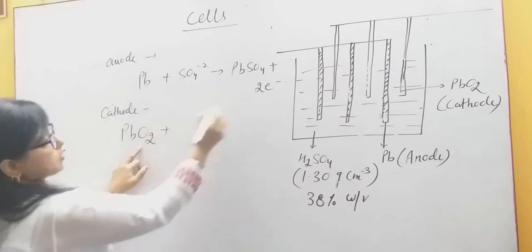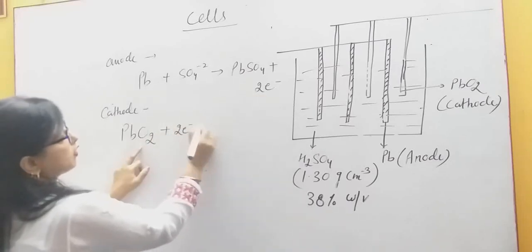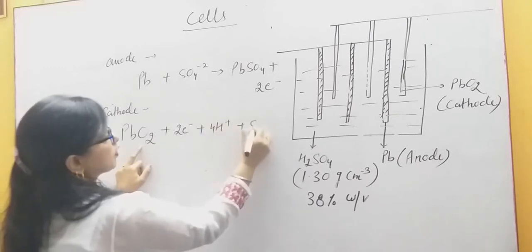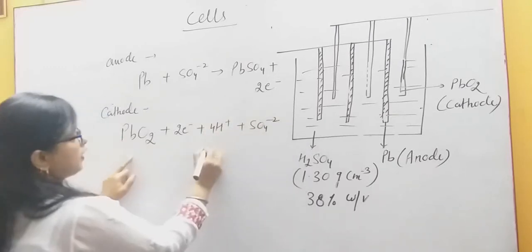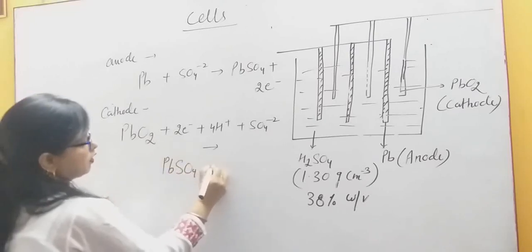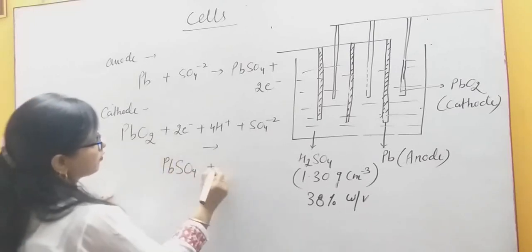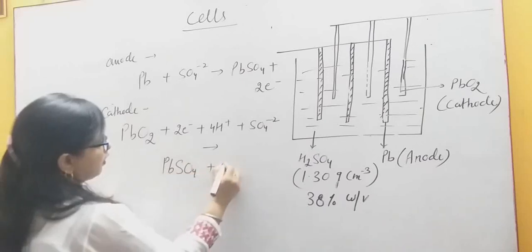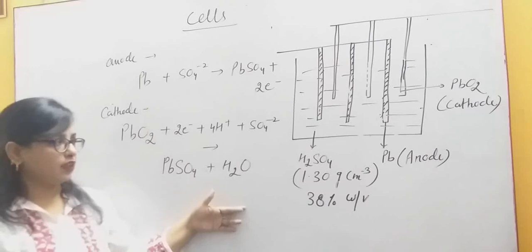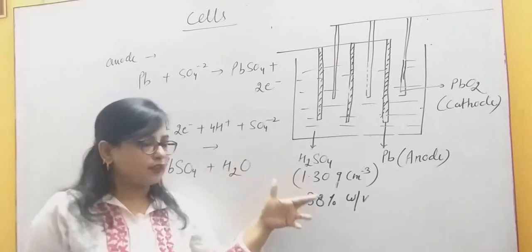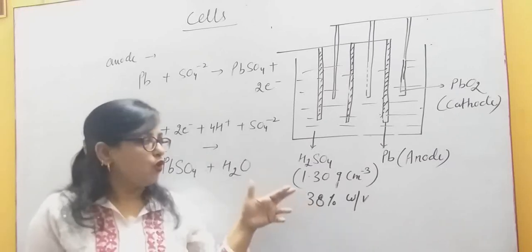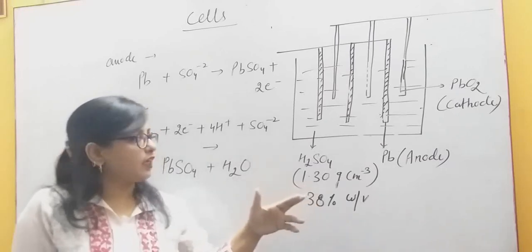These 2 electrons are gained by PbO2, and it is converted into PbSO4, and water is made in this reaction. This water decreases the density of H2SO4 from 1.30 grams per centimeter cube to 1.20 grams per centimeter cube.